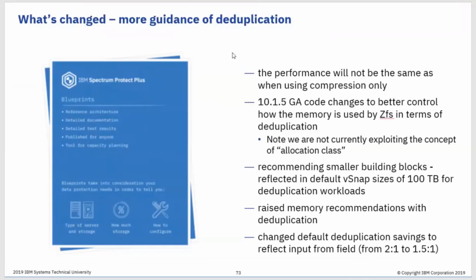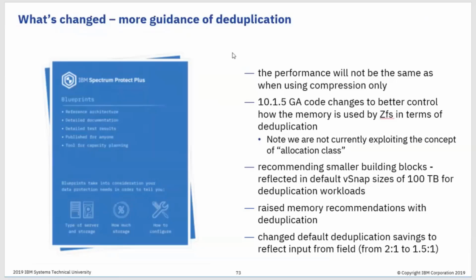And I'll point out what we've changed in the document, and we'll look at the changes in the actual sizing tool. But we want to highlight that the performance of deduplication is not going to be the same as compression. And there have been some changes in the GA code in 10.1.5 that help us better control how memory is used by ZFS, especially in terms of deduplication.